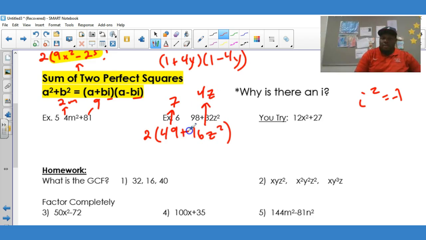And it's the sum. So we have the 2 right here. Then we have the perfect squares, 7 plus 4zi. Don't forget your i on the last term, just like that. Times 7 minus 4zi. Again, do not forget that i, okay? So that's another you try.